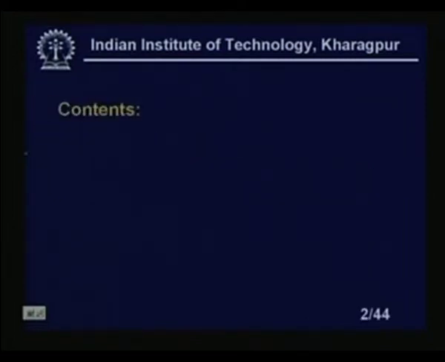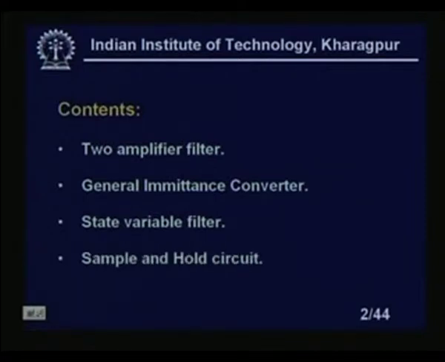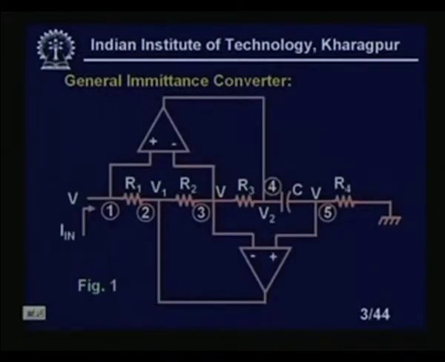You see the contents of this lesson are two amplifier filters, a general impedance converter, and the state variable filter. Then we have the sample and hold circuit. Now let us look at the general impedance converter. You see the general impedance converter, the circuit looks like this.